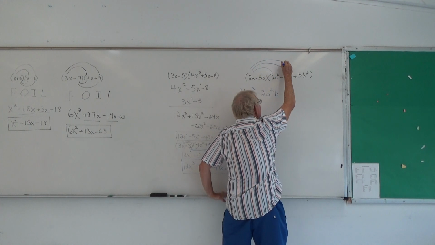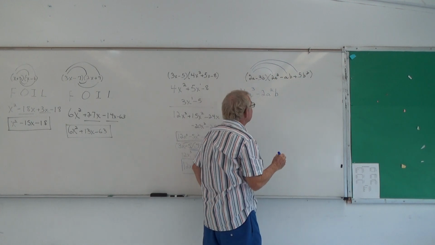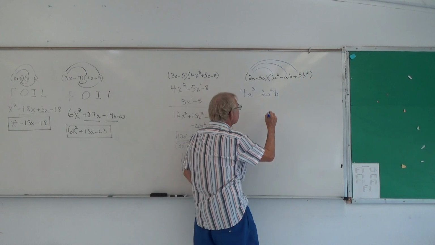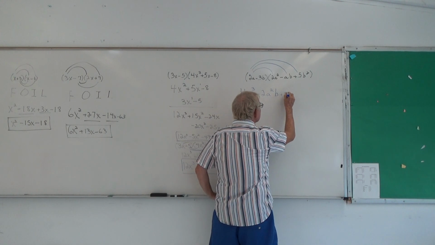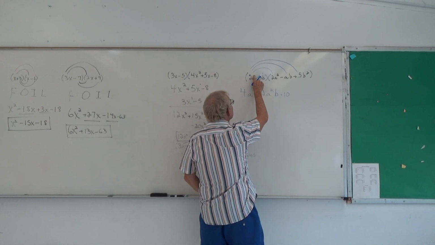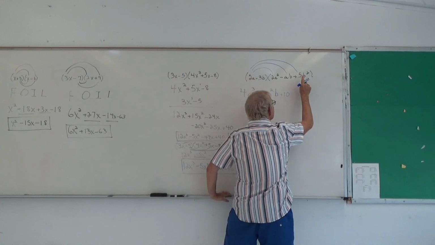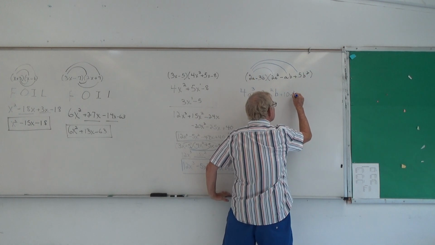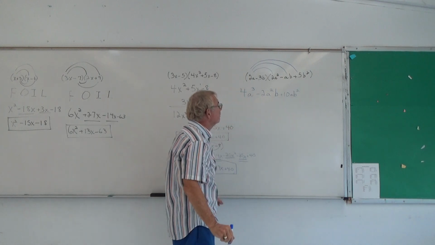You have a 2a times a 5b squared. 2 times 5 is 10. You have 1a and 2b. Okay?